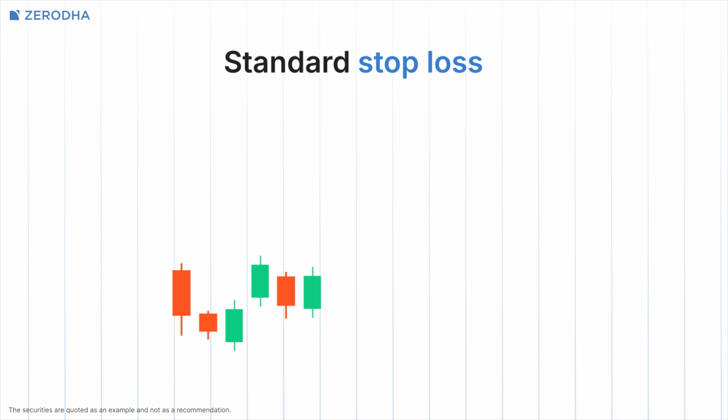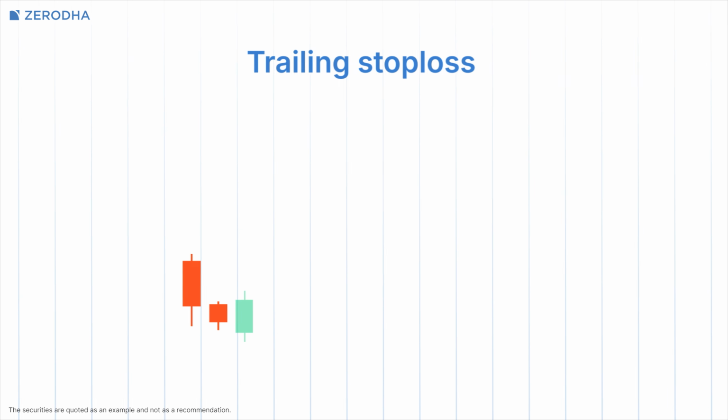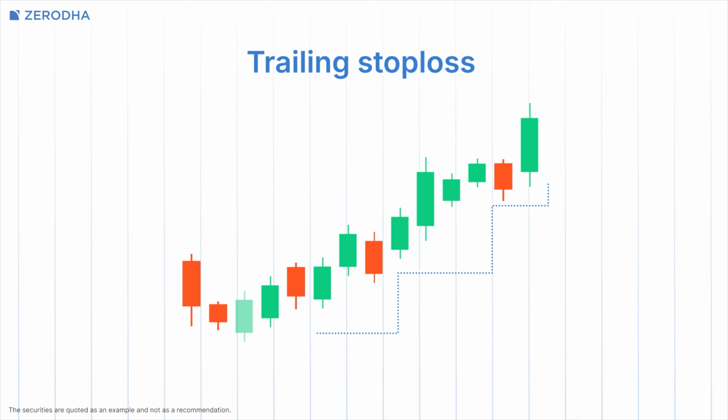A standard stop loss sits at a fixed price. Once you set it, it stays there regardless of how the market moves. A trailing stop loss is different. It moves with the market when the market moves in your favor and stays put when the market moves against you. The core idea is something called a trailing point. This is the gap you define between the current market price and your stop loss trigger. As long as the market keeps moving in your favor, the stop loss keeps adjusting to maintain that gap. The moment the market reverses, the stop loss freezes at whatever level it last reached.